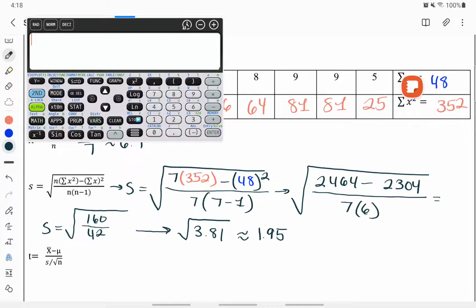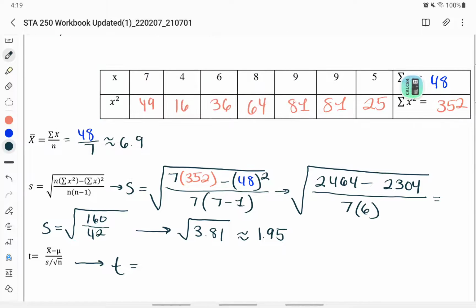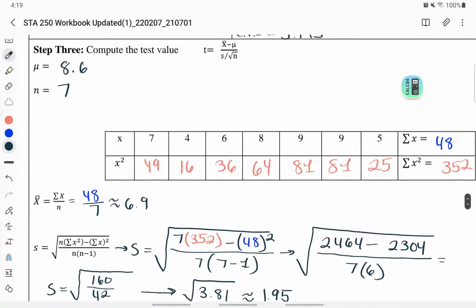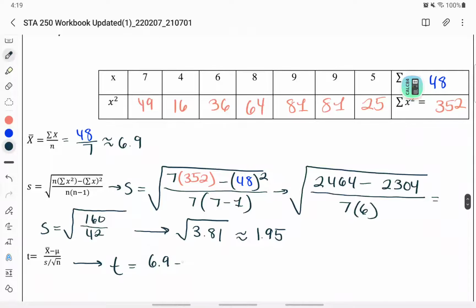So now we have all that we need to compute our test value. Our test value is t is equal to the sample mean, which is 6.9, minus the population mean, the overall mean, which is 8.6, divided by the sample standard deviation, which is 1.95, divided by the square root of my sample size, and my sample size is 7.